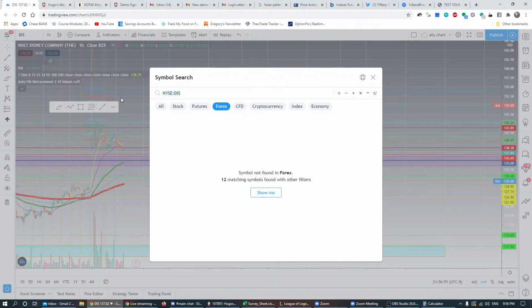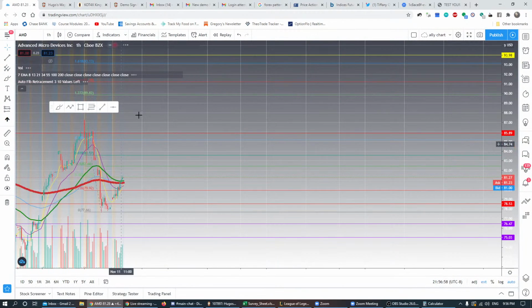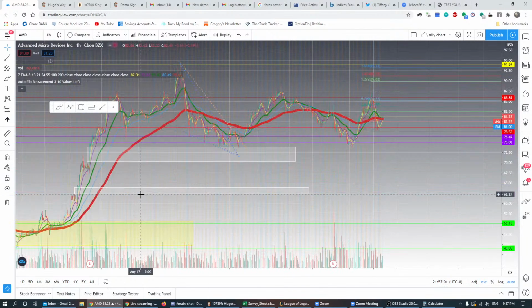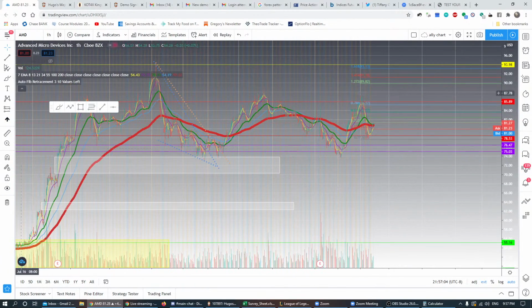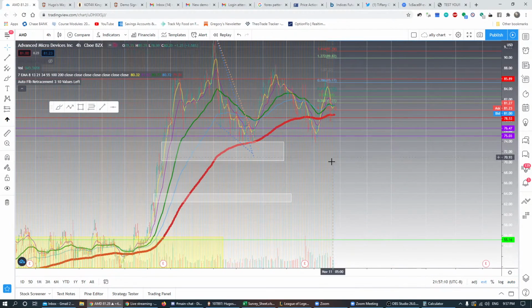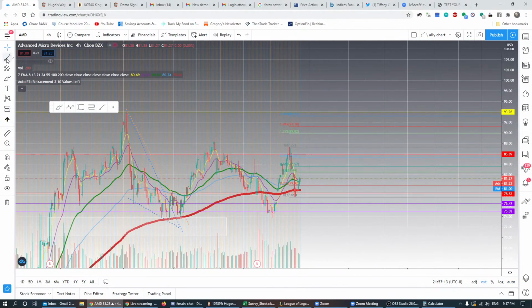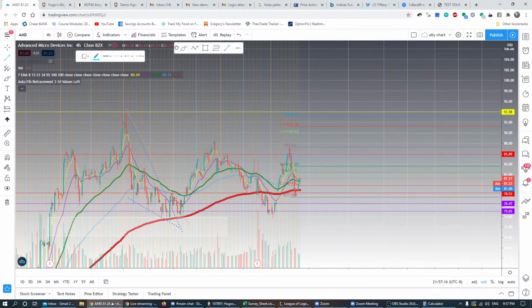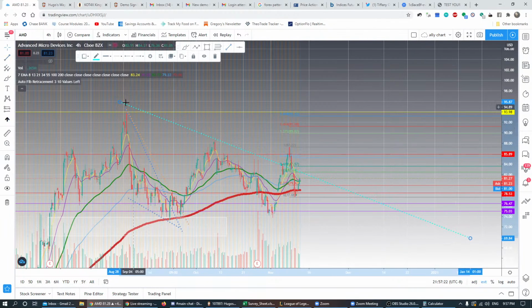Next one, AMD. On a bigger time frame, the 4-hour chart, let's draw a trend line. Right there, you can see how many areas it tapped. Anytime we broke above the trend line, we retraced. So that's the top trend line, that is the resistance, basically.